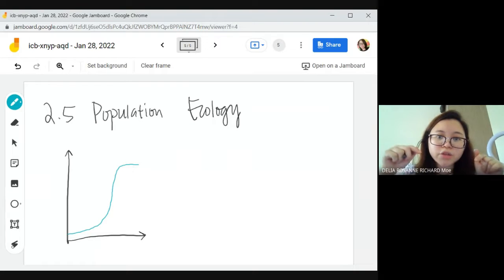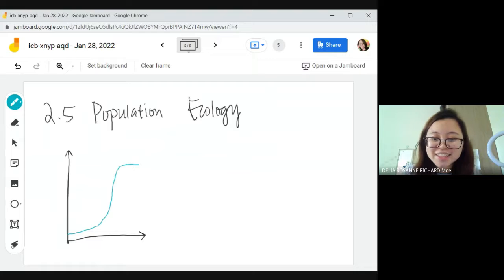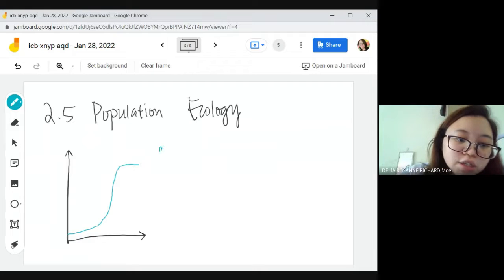Anybody remember the name of this graph? That's with an S. Sometimes G. Sigmoid? Yes, correct. But yeah, it's correct. This is the sigmoid curve. So in 2.5, you'll see the sigmoid growth curve again.